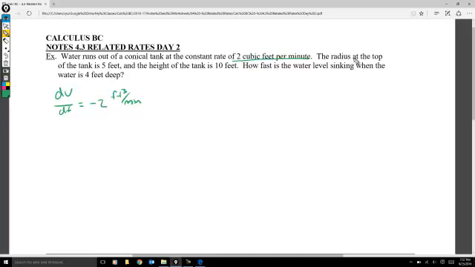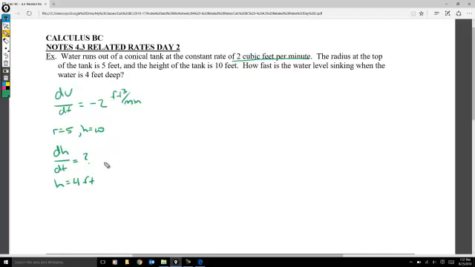I know that the radius at the top of the tank is 5 and the height is 10. There are some very specific things we have to do with that, but for now I'm just going to write it down. Then it's asking me how fast the water level is sinking when the water is 4 feet deep. When it says how fast the water level is sinking, really that's going to be the height, so that's going to be dh/dt when specifically the height is 4 feet.